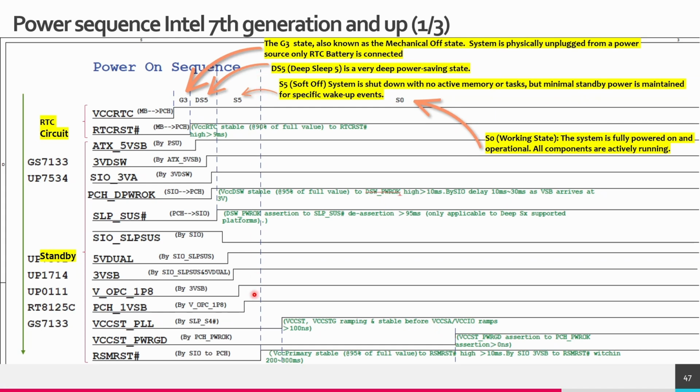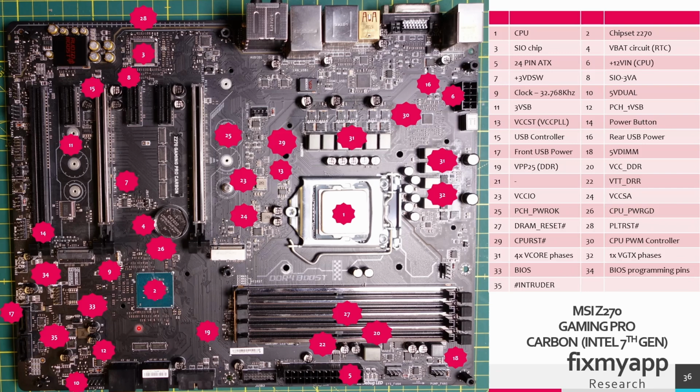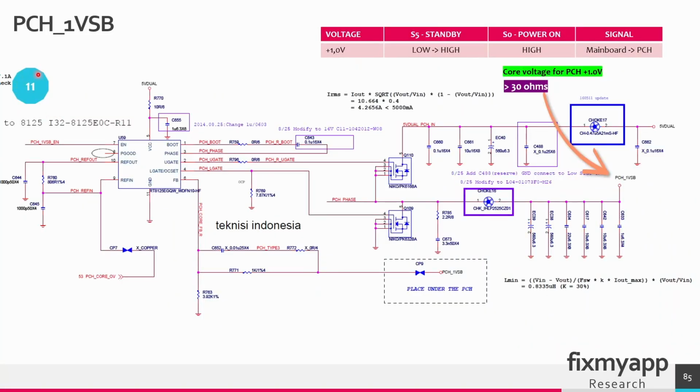So in the standby state, this PCH voltage has to go from 0V to 1V. This is a PCH chip, and near this chip there's a voltage regulator that will create the core voltage of 1V that will be used by the PCH. The voltage regulator is located in region 12. So in power sequence 11, we're gonna create the 1V that will be used by the PCH chip.